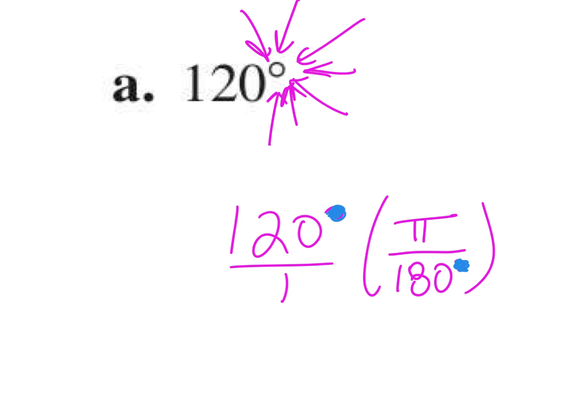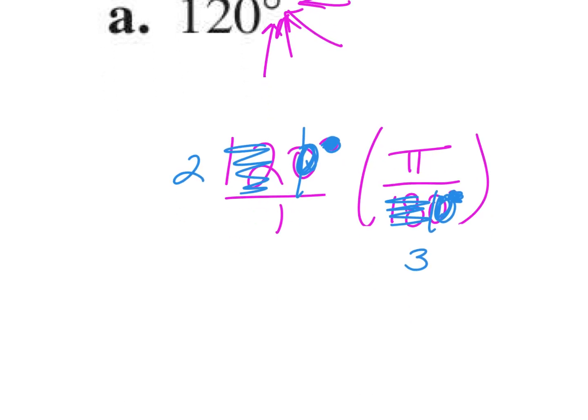What can I cross off right away? Can I divide both of these by 10? Okay. And now what number goes into both 12 and 18? 6, okay. 12 divided by 6 is 2. 18 divided by 6 is 3. So what am I left with in the numerator? 2 pi. And what am I left with in the denominator? 3. So 120 degrees is the same as 2 pi over 3 radians.